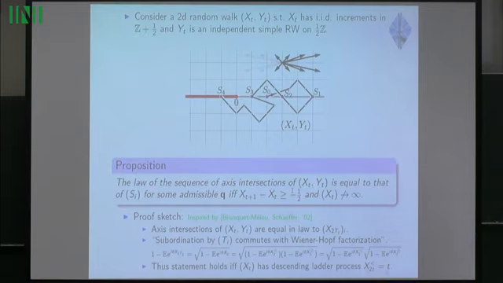And I already know that such a random walk S is going to correspond to an admissible weight sequence if it has the right descending ladder process. But by this result, having the right descending ladder process is equivalent to saying that my process X has to have the right descending ladder process. And what do I mean by the right?